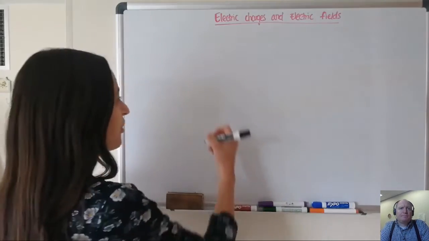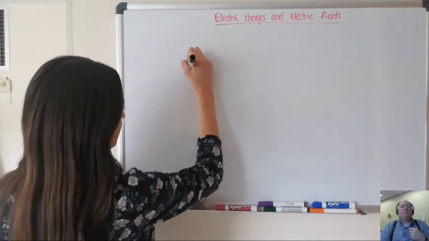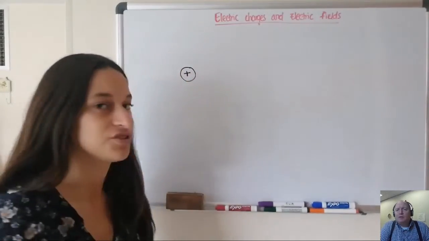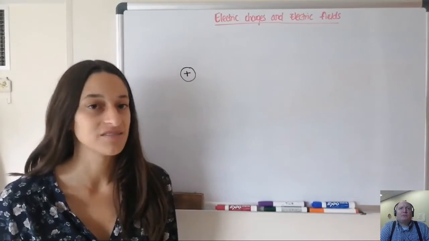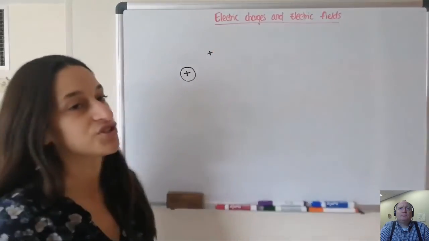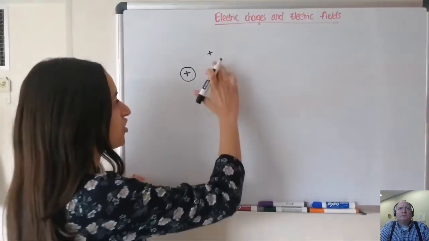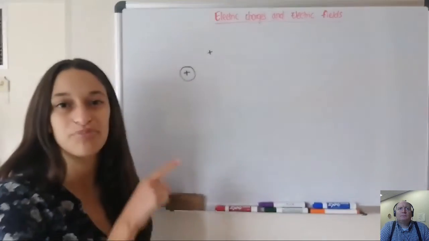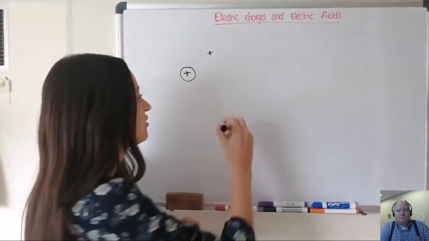So let's say you have a positive charge in space. Just a positive charge. If you put another positive charge, let's say here, because equal charges repel, this charge is going to feel a force that pushes it away from it.